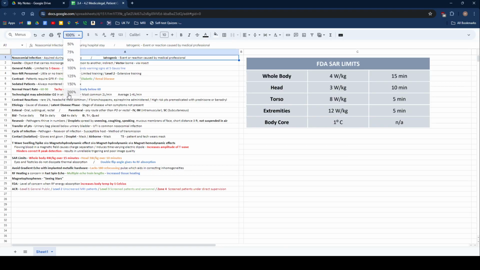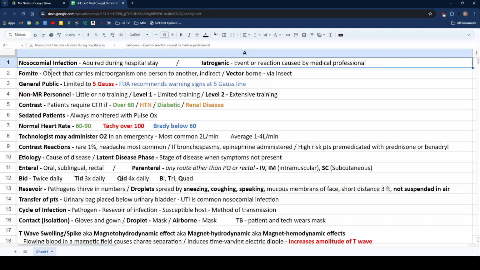Next is going to be patient care. So nosocomial infection is acquired during a hospital stay. Iatrogenic is an event or reaction caused by a medical professional. Fomite is an object that carries a microorganism from one person to another, aka indirect. Vector-borne is via an insect.